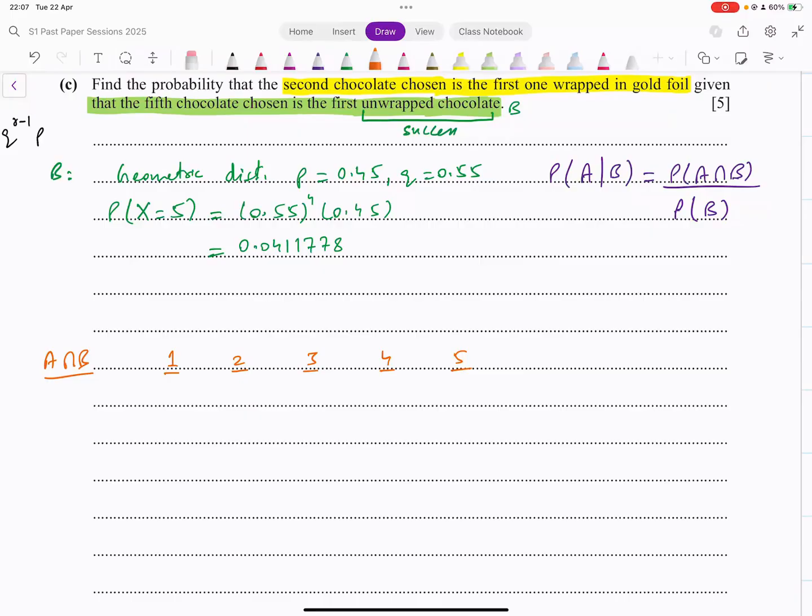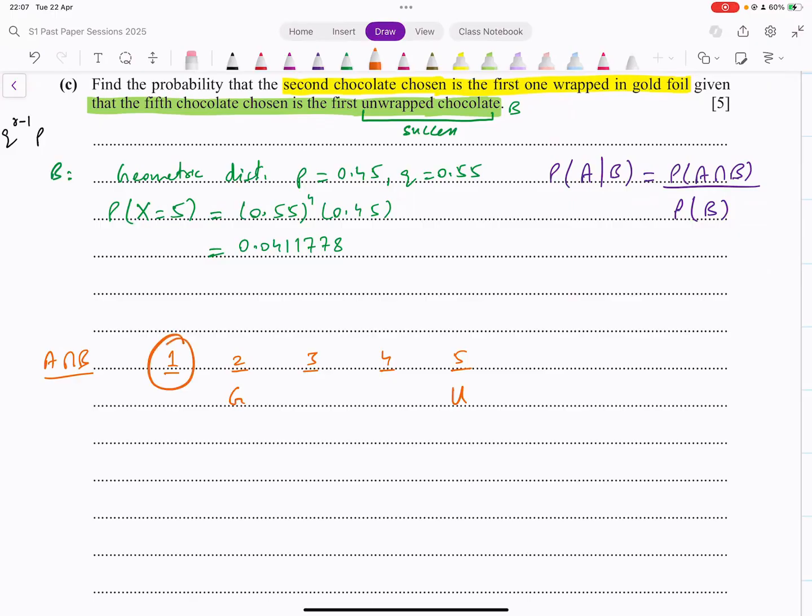Now, the fifth one is the first unwrapped chocolate. So we know for sure the fifth one has to be an unwrapped chocolate, right? That's what we know for sure. Okay. The second one is the first wrapped in gold foil. So we also know for sure that the second one has to be G.